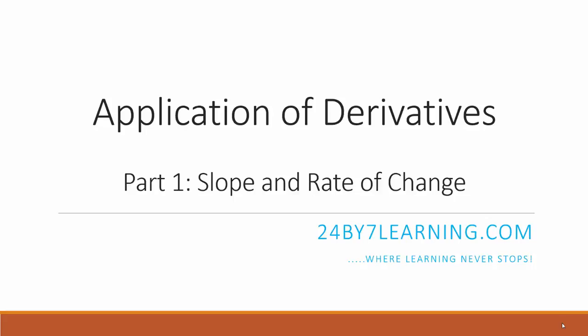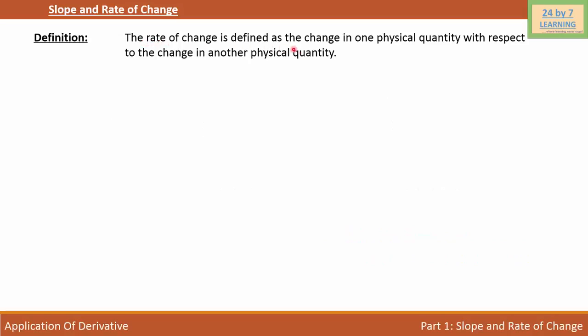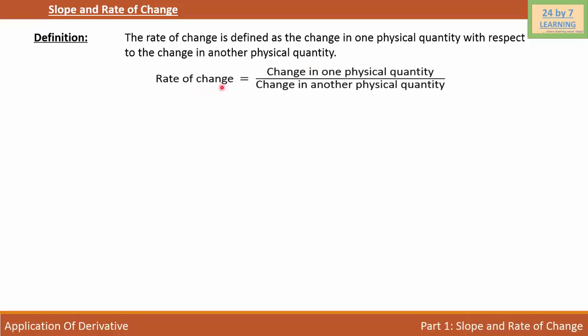So, let's begin. The rate of change is defined as the change in one physical quantity with respect to the change in another physical quantity. In order to understand this definition, we need to write this definition in mathematical form. So we can write rate of change is equal to change in one physical quantity divided by change in another physical quantity. Now let's try to establish the relationship.